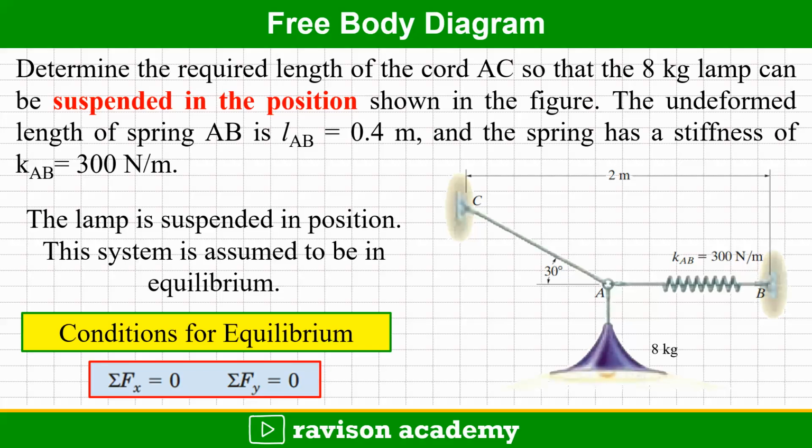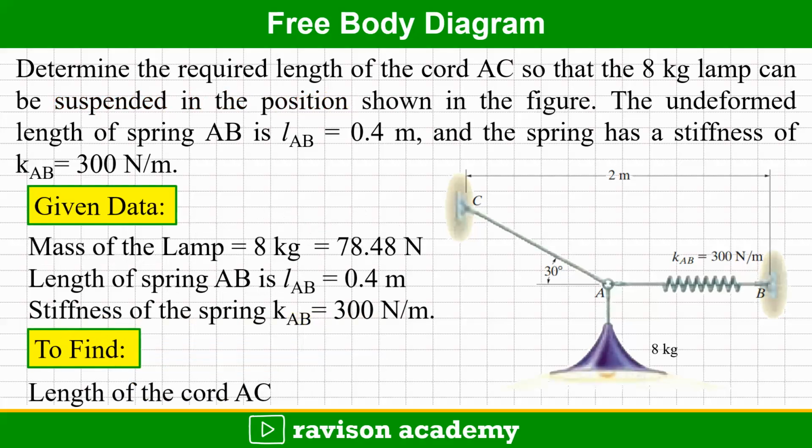So the lamp is suspended in the position. So it can be meant that the system is assumed to be in equilibrium. We know the conditions for equilibrium: summation Fx equal to 0 and summation Fy equal to 0. So reading the given question, we want to write the given data.